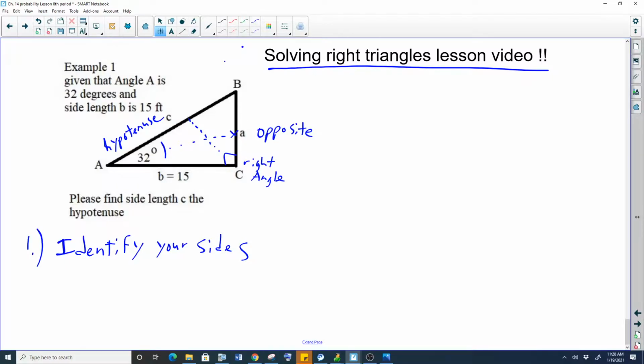And then, using the theorem, between your angle and your right angle is this side length, which they give us as 15, but that's called the adjacent. And it's adjacent to the angle, adjacent to 32 degrees. So that's called our adjacent side. So then step number 2 is identify with your sides.